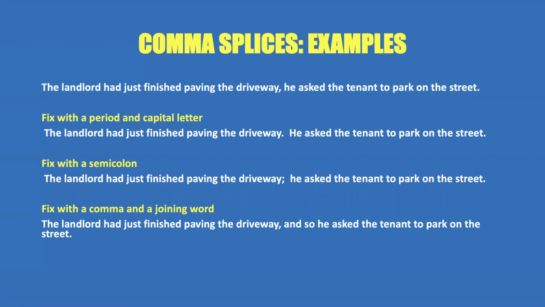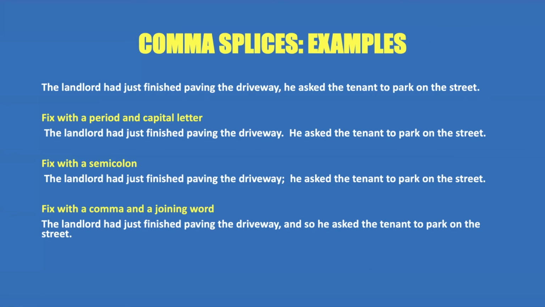The landlord had just finished paving the driveway, period. He asked the tenant to park on the street, period. Another way to do it is to fix it with a semicolon. The landlord had just finished paving the driveway, semicolon, lowercase h, he asked the tenant to park on the street, period. And finally, the last way is to fix it with a comma and a joining word, which is sometimes referred to as a coordinating conjunction. The landlord had just finished paving the driveway, comma, and so he asked the tenant to park on the street. That's a perfect use of a comma because there's a pause there.